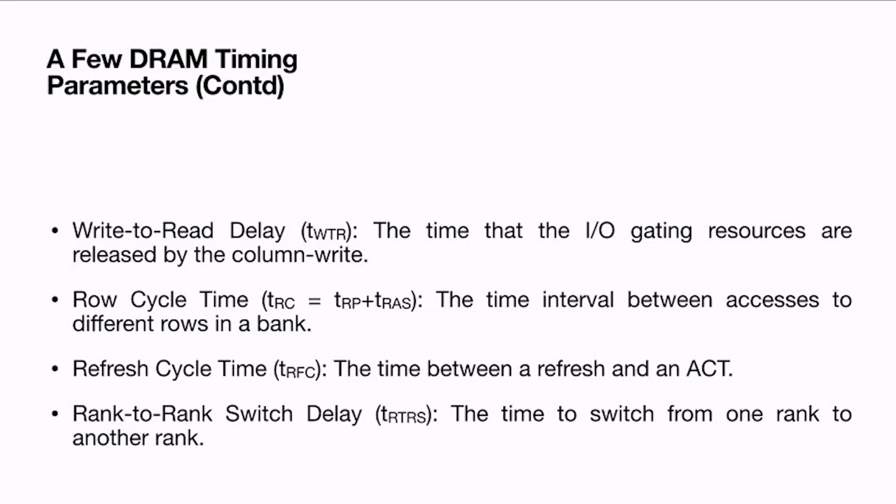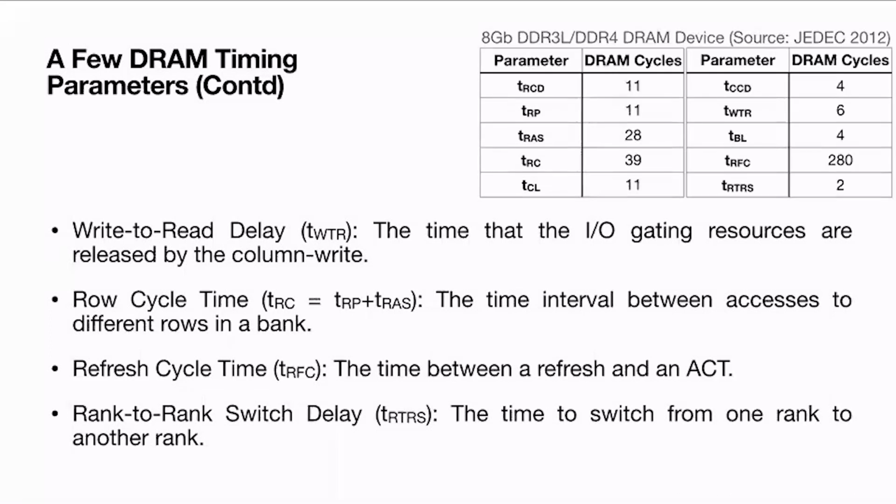But if you put all these things into perspective with the latest technologies, for example DDR4 DRAM, which is what mostly all our laptops or desktops have, or otherwise DDR3 low power mode, DDR3L, if you see the values, right? For example TRC, if I want to read from different rows of the same bank, I have to wait for 39 DRAM cycles.